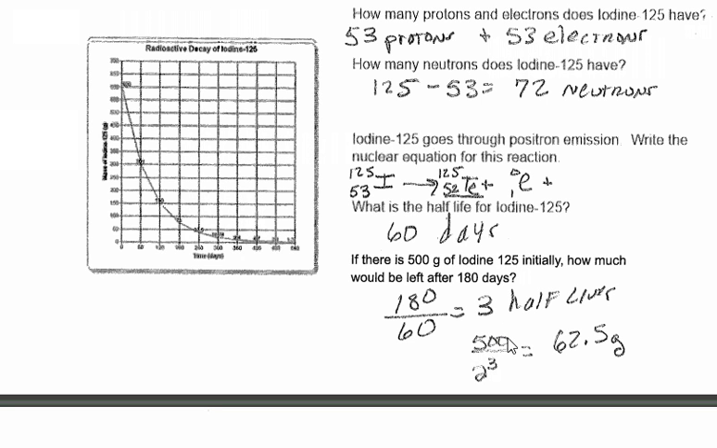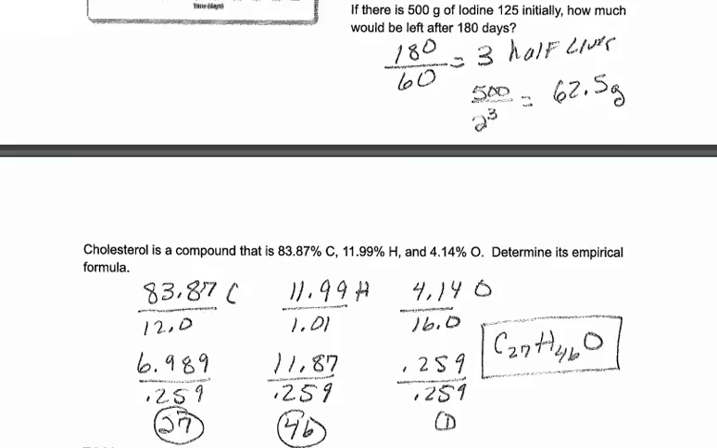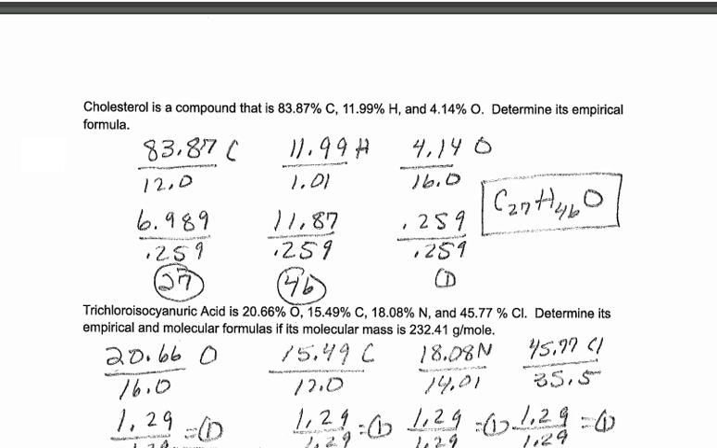So that means I have to take 500 divided by 2, and take that answer divided by 2, and then that answer divided by 2. I will do that 3 times. Or I can just take 500 divided by 2 to the 3rd power, or 500 divided by 8, which gives me 62.5. So that's our nuclear chemistry. Next, we'll do some empirical formulas and molecular formulas.